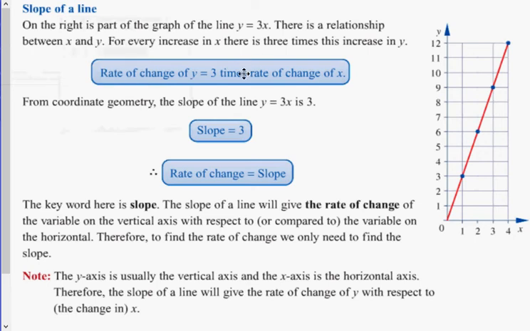Now, slope of a line, okay guys, the slope of the line is the relationship between what the y-axis is and what the x-axis is. Rate of change of y equals 3 times the rate of change of x. Let me describe what I mean here.